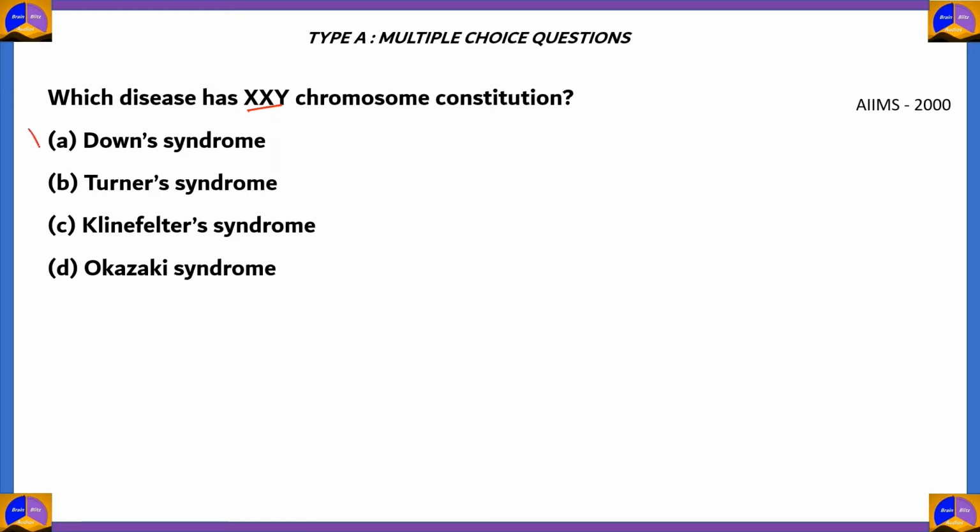Down syndrome is incorrect. Option A is incorrect because this is trisomy of chromosome 21, while the disease here is referring to the sex chromosomes, the X and the Y. There is an abnormality in that, while Down syndrome is showing trisomy of an autosome, chromosome 21.